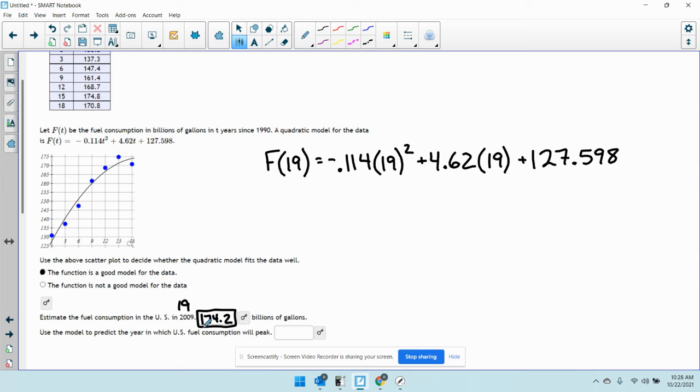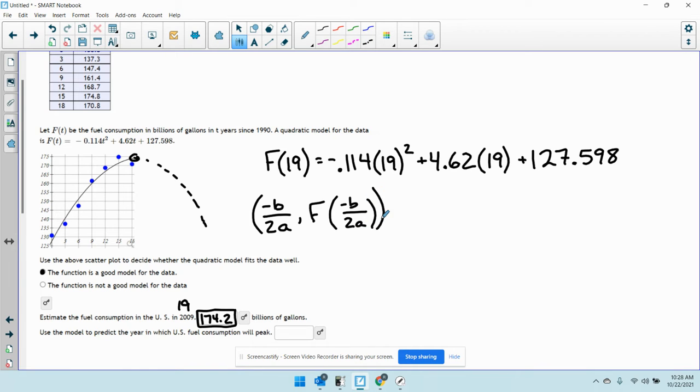Use the model to predict the year in which the fuel consumption will peak. So I'm looking for basically, if this quadratic equation kept going, where is the peak or the vertex? So I'll use the vertex formula. The vertex formula is going to be the x coordinate, in this case the t coordinate, is negative b over 2a. And then if I wanted the y coordinate, or in this case the f of t coordinate, I would plug that back into the function, f of negative b over 2a.